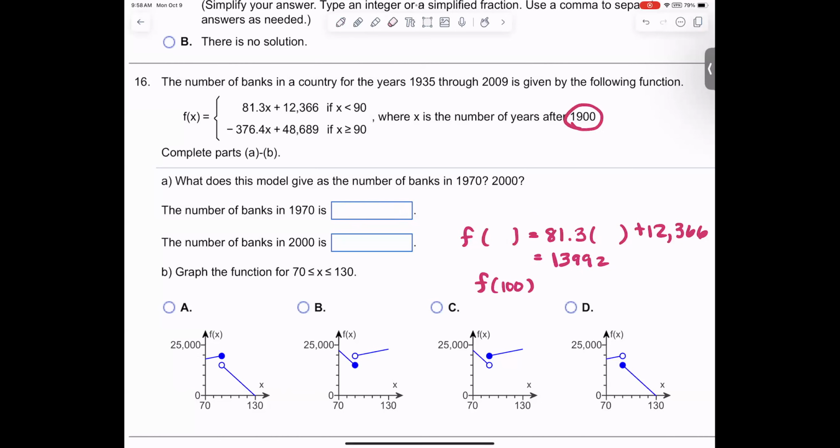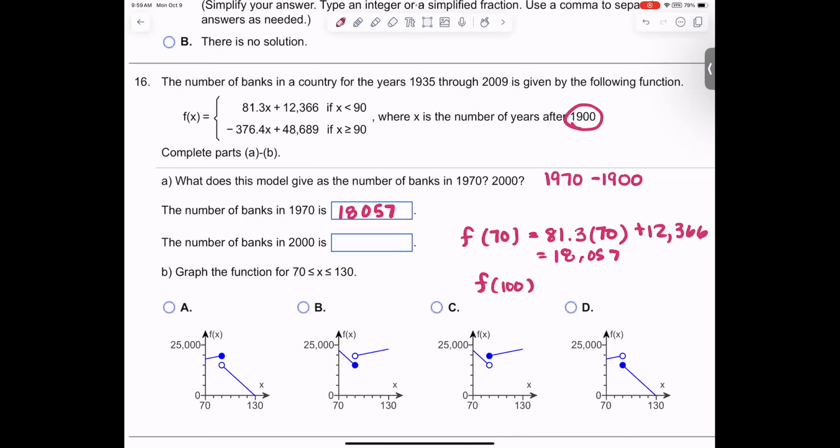After 1990, 1970 is 70 years after 1900. Is that 70? So is that 18,057? I think I had it right on my paper and then wrote it down wrong when I put it in. Okay, I feel better. Corrected my mistake.